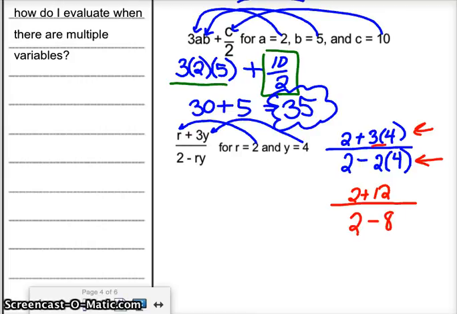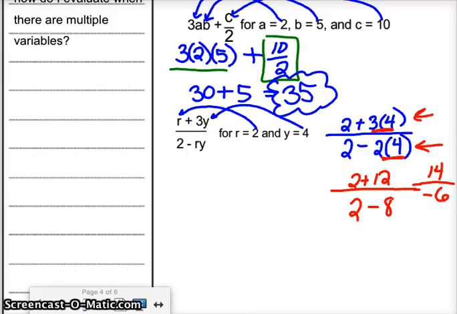So what I took care of was multiplication on both sides first. That's more important than adding or subtracting. 14 over -6. It's ugly, right? That's okay. It's okay that it's ugly. Math isn't always pretty.